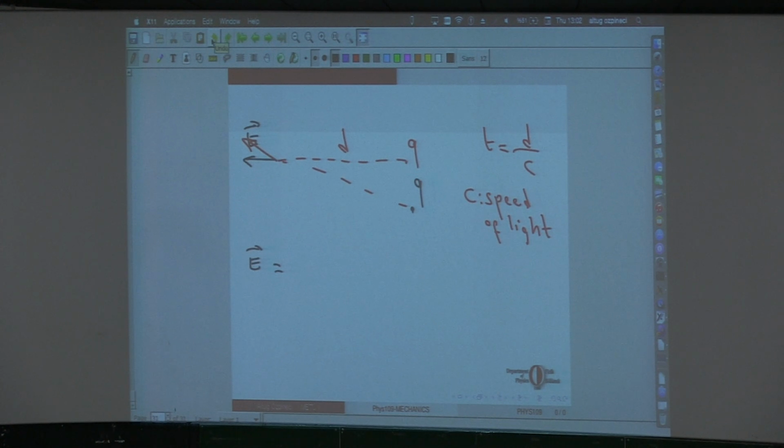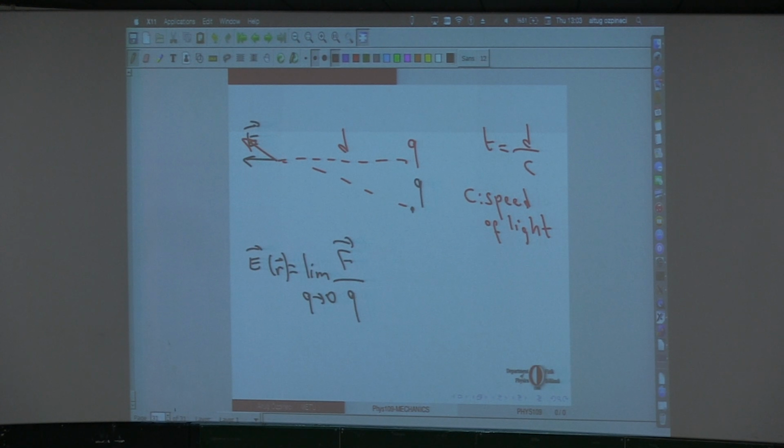So we just take some charge. If we want to measure the electric field at the point, let's say R, we just put some charge there, measure the force acting on the charge, divided by the charge that we placed over there, and just do this for very small charges.